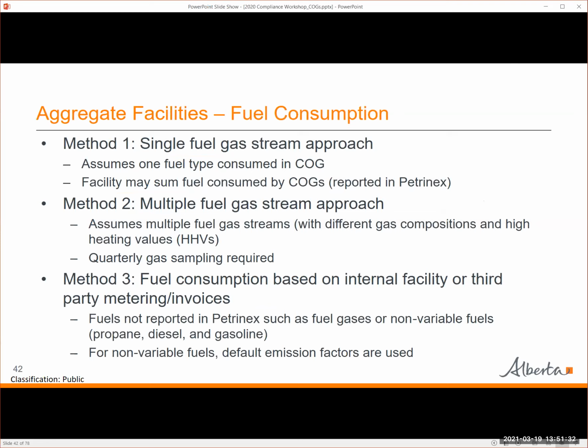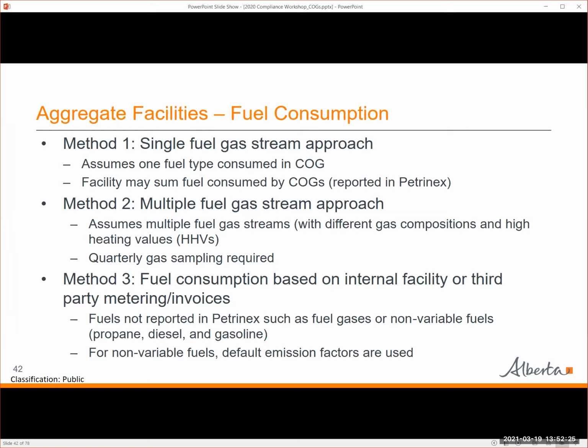So again, with the single fuel gas stream approach, method 1, we're assuming there's one fuel type consumed at the COG for fuel gas, and that the facility may then sum up the fuel consumed across the COG as reported through Petronex into one overall sum of fuel. Method 2 looks at splitting up and having multiple fuel gas streams. The advantage is that you can then characterize those fuel gas streams, either with the gas composition or the higher heating values, and so you can more accurately characterize the CO2 emissions from the site.